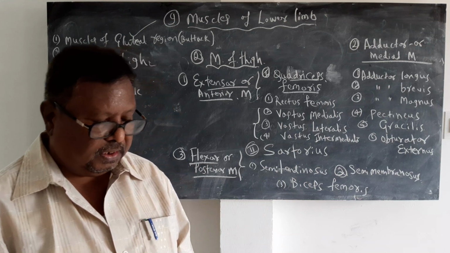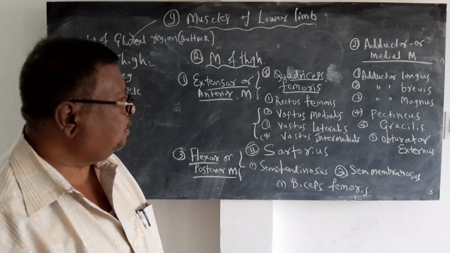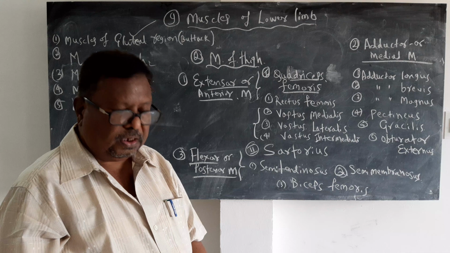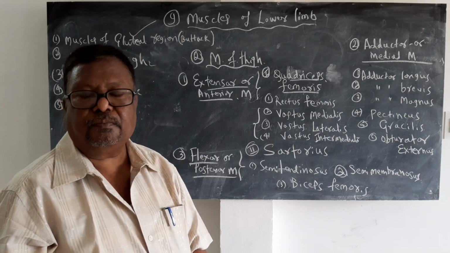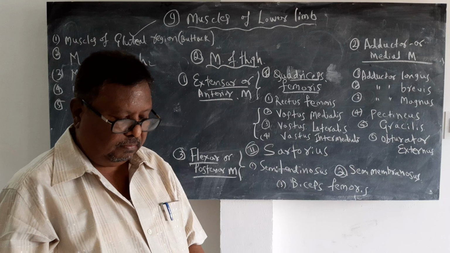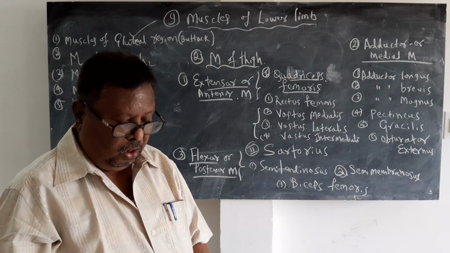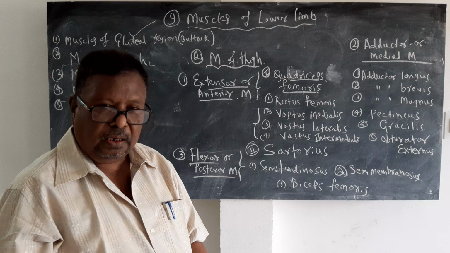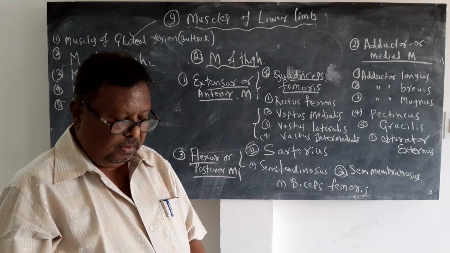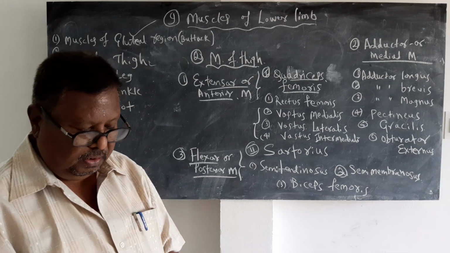Then coming to the obturator externus, that is the last one, the sixth one. It is a flat triangular muscle which covers the outer surface of the pelvis. The pelvis is covered outwardly by this muscle. Coming to the origin, it originates from the obturator foramen and obturator membrane. Insertion, it inserts into the trochanteric fossa of the femur. Action is lateral rotation and adduction of the thigh.